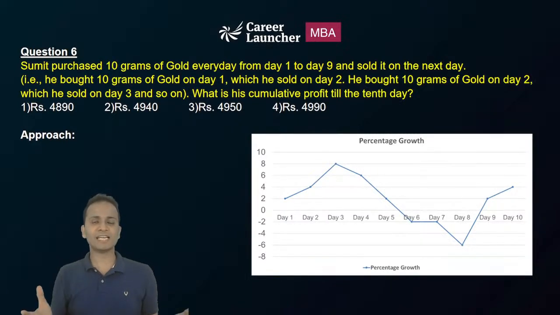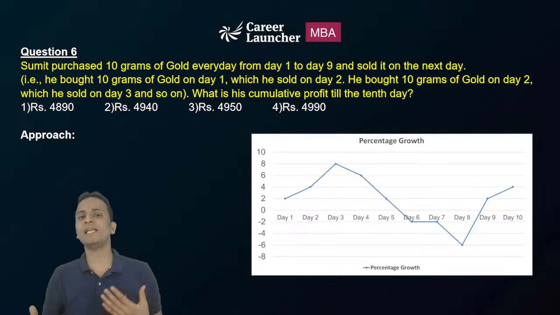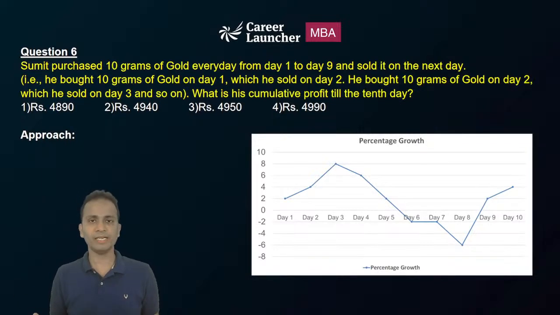So effectively, can I say that he is not selling on day 2, right? Day 2, let's say he sold at 100 rupees and then he bought again at 100 rupees. So effectively, kuch ho hi nahi raha na day 2 pe. Okay, right? Similar thing will happen on day 3, day 4, day 5, day 6 and so on.